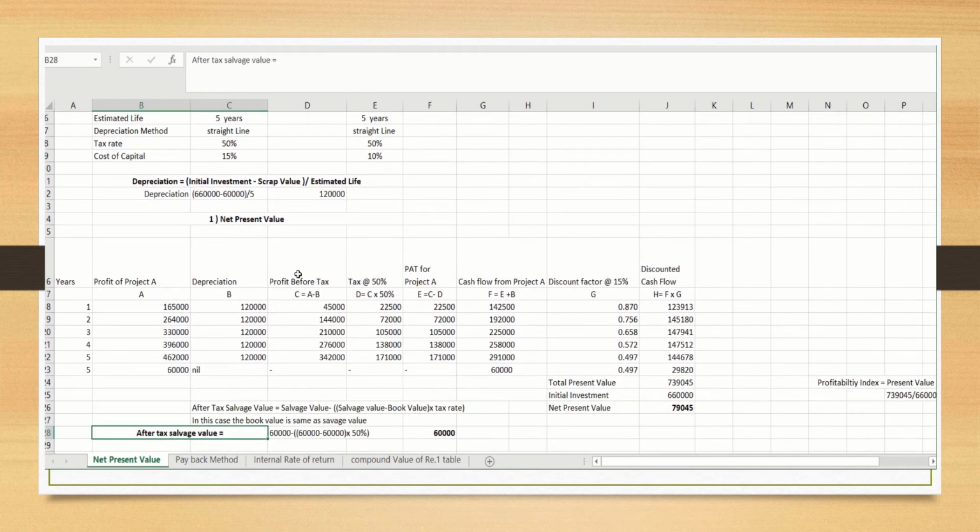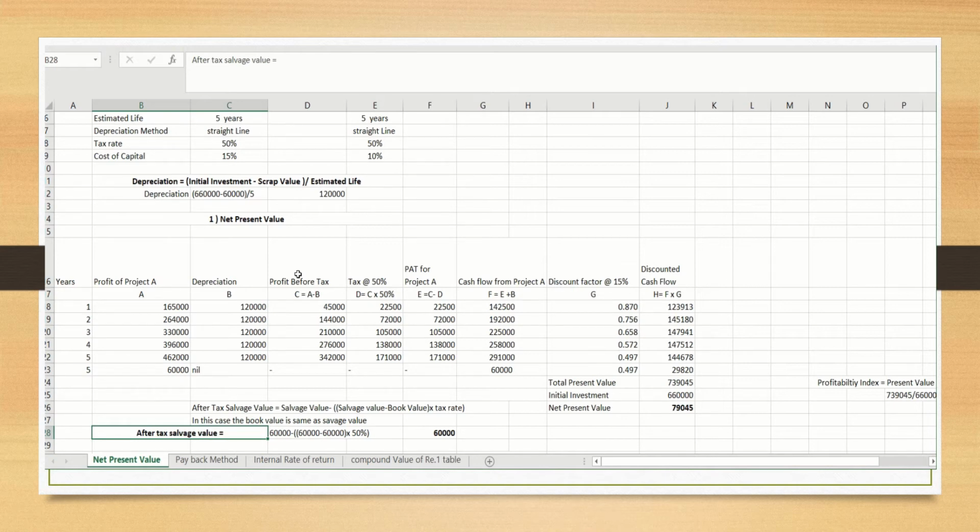We all know that whenever we dispose of an asset, if we earn any gain on it, it has to be charged to tax. Now, in this case, the scrap value is 60,000 and the book value is also 60,000 at the end of the life. So there is no question of tax. But if the book value is different from the scrap value, then a capital gain would arise, which will be subject to taxation. Now in such cases, after tax salvage value has to be taken into account.